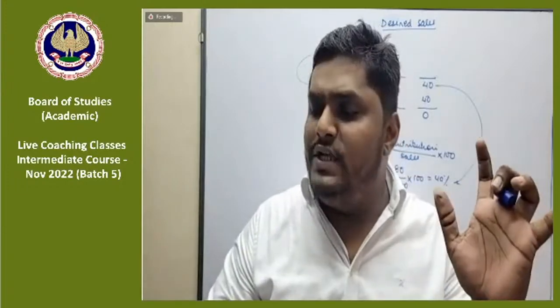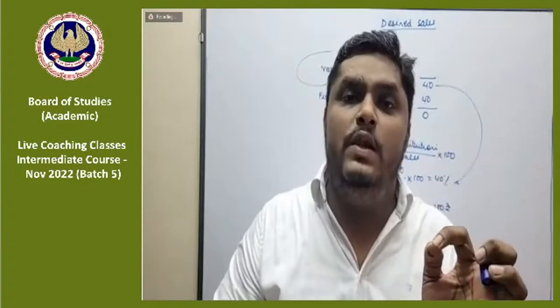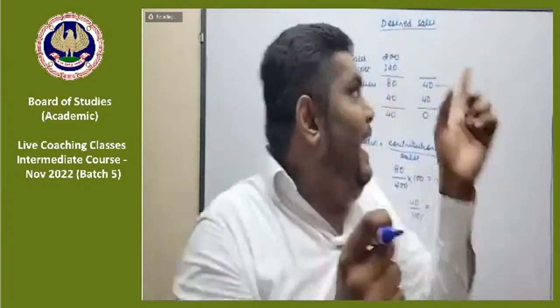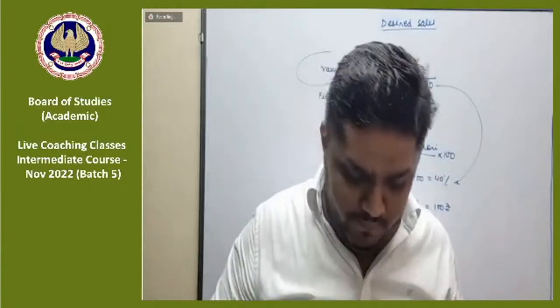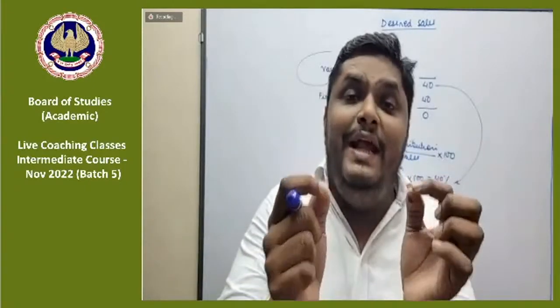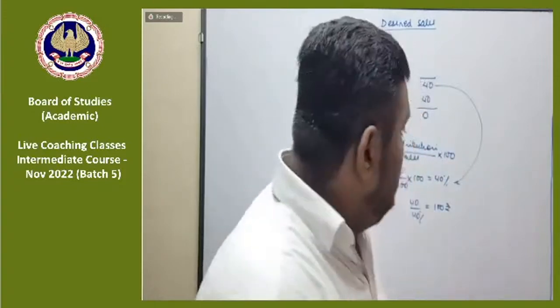So what I want to explain to you guys is that at break-even point, my desired profit is how much? 0. I repeat again, at break-even point, my desired profit is how much? 0.